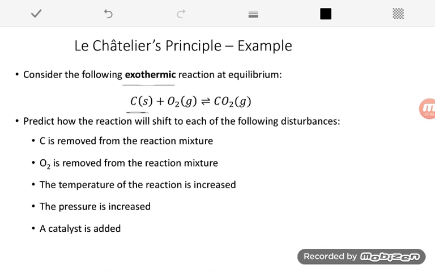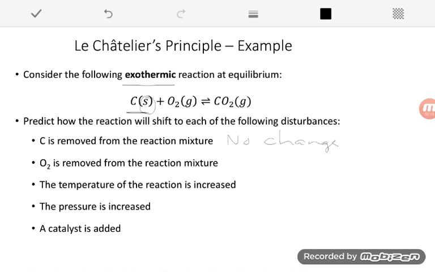So first one, carbon is removed from the reaction mixture. So I'm going to look at where carbon is, and the first thing I'm going to notice is that carbon is a solid. Solids and liquids don't do anything. So this is going to be no change. If I add or subtract solids or liquids, it doesn't matter.